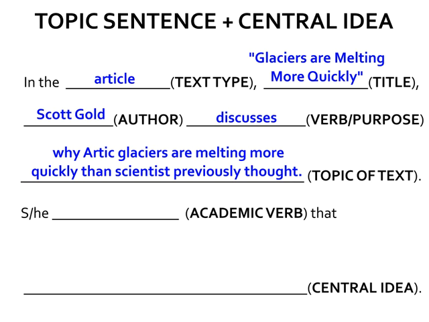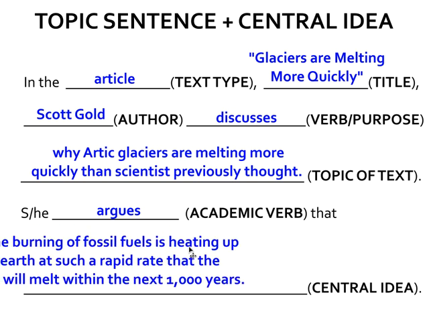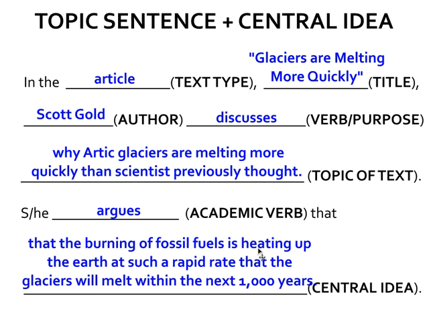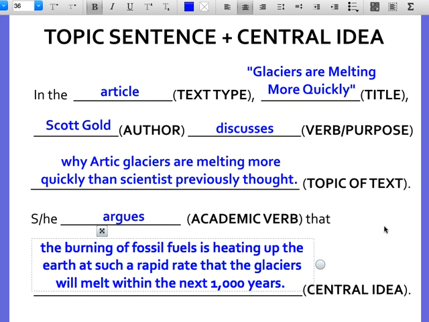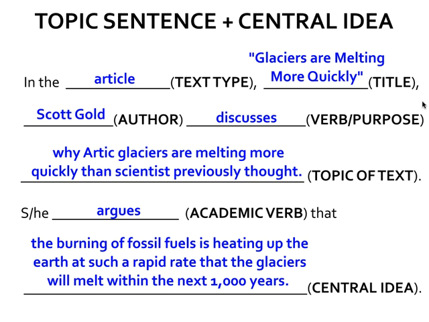Okay, so now I'm going to move on to my central idea. So I already have my central idea written. First, I want to start with another academic verb. So this should be a different academic verb than the first one that I discussed. So I'm going to come down here and I'm going to use argued. So he argues that, and now I'm just going to put in my central idea, that the burning of fossil fuels is heating up the earth at such a rapid rate that the glaciers will melt within 1,000 years. I don't need my double VATs. Okay, so I have my first 2 sentences.